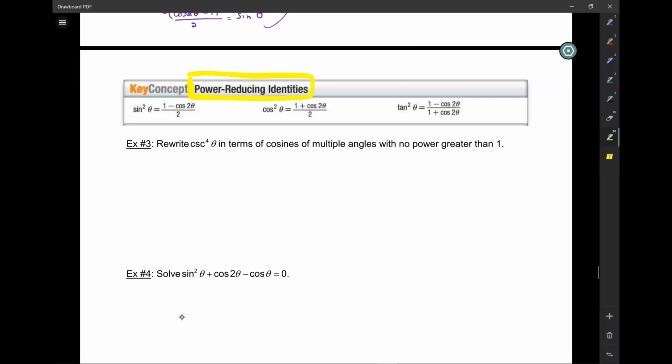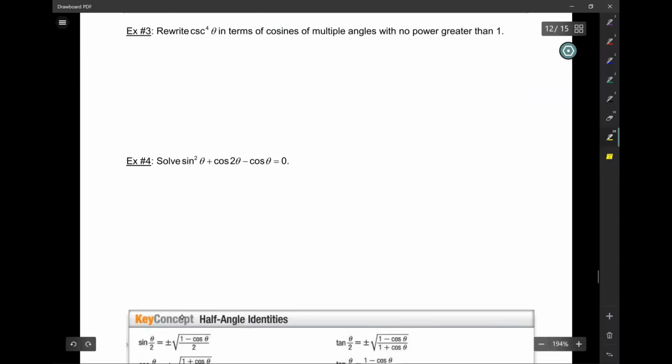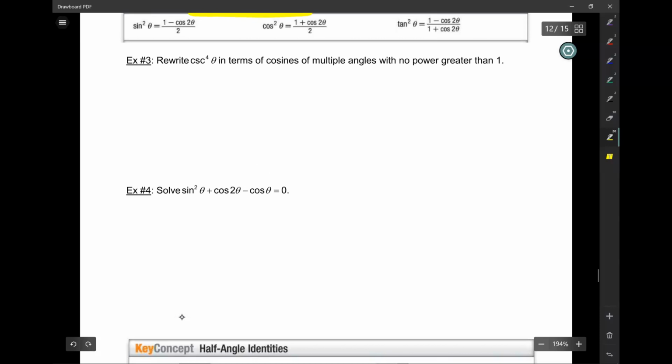This takes sine squared, exponent of 2, and the end result is an expression with no exponent higher than 1. So it reduces the exponents down to 1. You see that? That's why it's called power reducing identities. Sometimes it's necessary for us to do that. Okay, so look at this problem here.